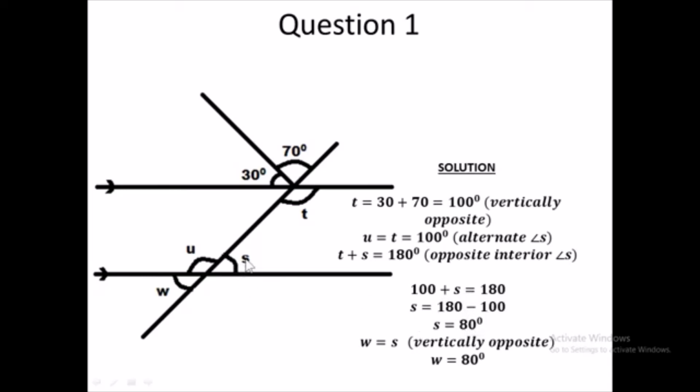Also, we know that angle S and angle W have a relationship. That is, they are vertically opposite angles. And vertically opposite angles are equal. That is why angle W is equal to 80 degrees. You can also find it this way: angle U and angle W are angles on a straight line. And angles on a straight line are equal to 180 degrees. So angle U is already 100 degrees. If I remove 100 from 180, that will give me angle W, which is also 80 degrees. So you have different methods of solving this question. I hope you understand this question now. So I will see you in the next video.